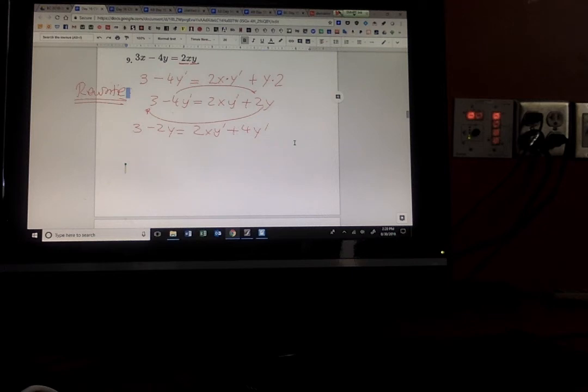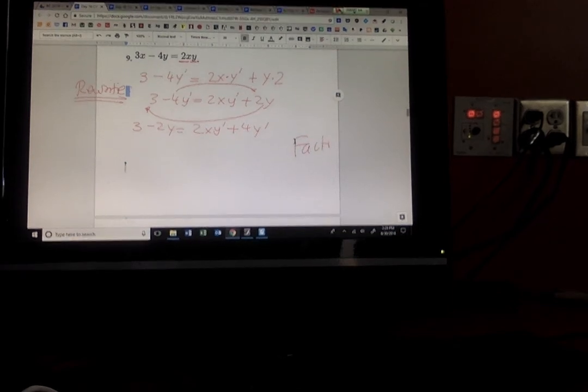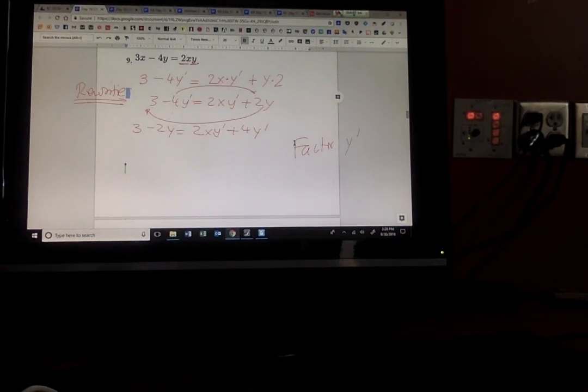Which clever fellow will tell me what to do on the right hand side? Very good, factor out the y dash. Please write this in your notes, factor y dash. Many kids get lost like, what am I doing? No, the goal is to solve for y dash. So factor out the y dash. Relax, we still have 3 minutes. Because I see everything.